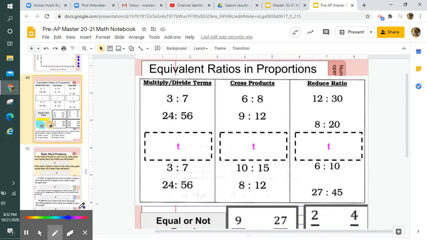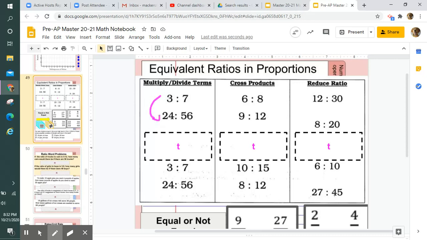All right, today we're going to talk about finding equivalent proportions or equivalent ratios using proportions and word problems. So the first one is our equivalent ratios. We have three different ways we can find them. The first way is to multiply or divide the term. So what you're doing is you're looking for a relationship.